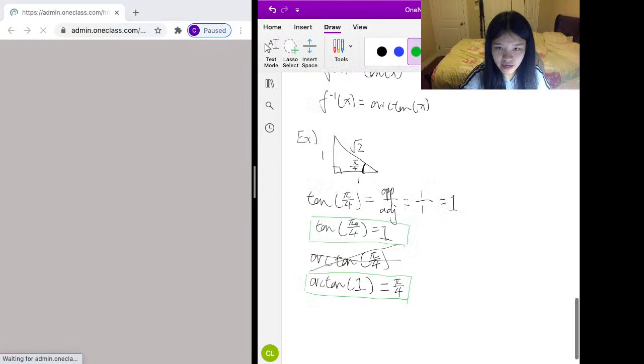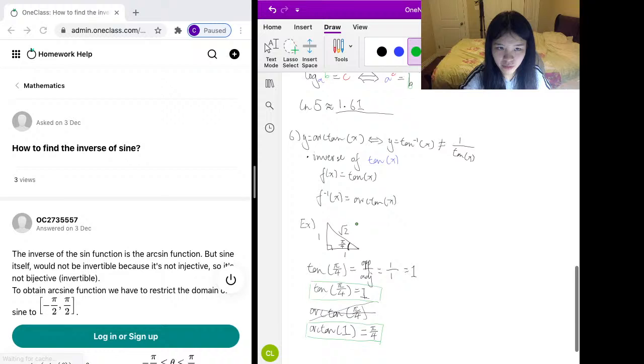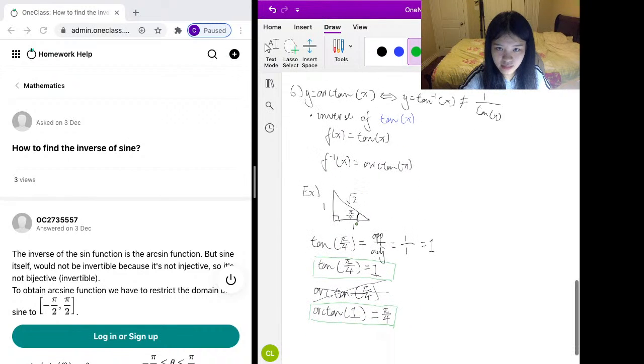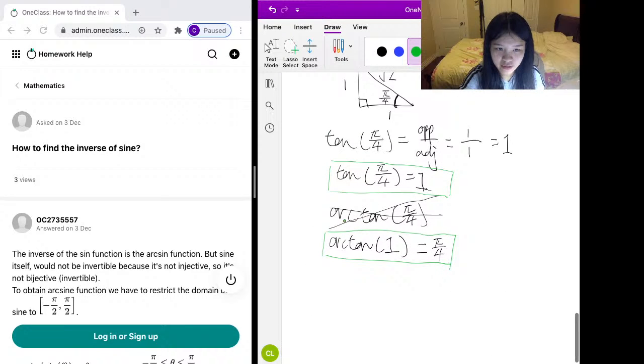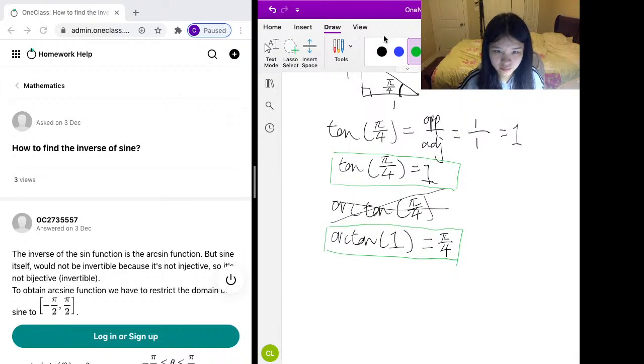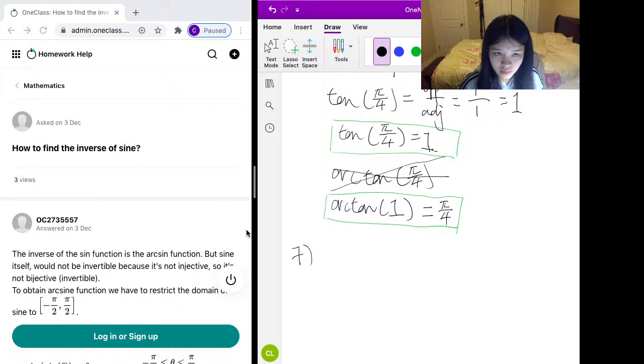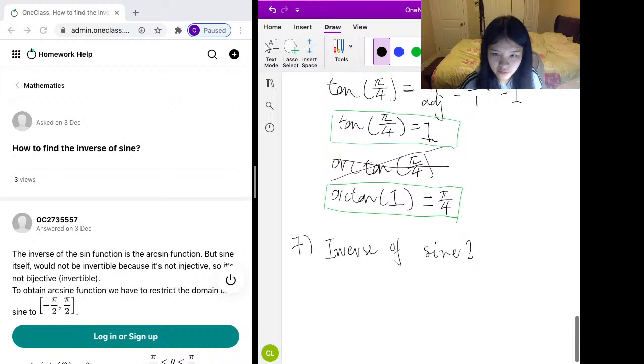So now we talked about the arctan function. We're going to move on to our next problem, which is our 7th problem. This problem is asking us how to find the inverse of sine. So we're asked to find the inverse of the sine function. First, it's asking us how to find the inverse of the sine function.